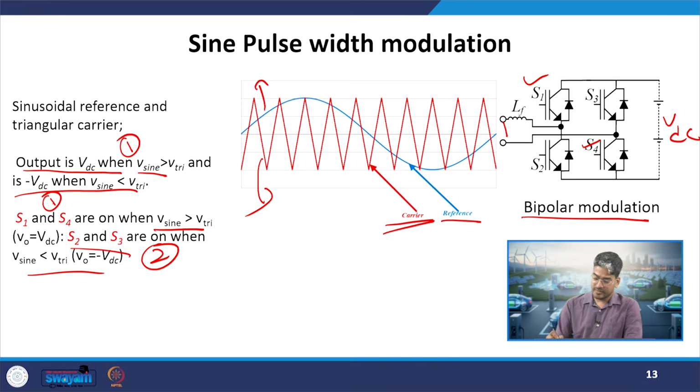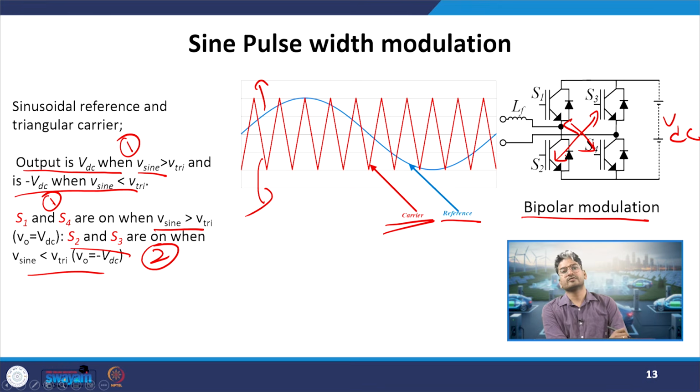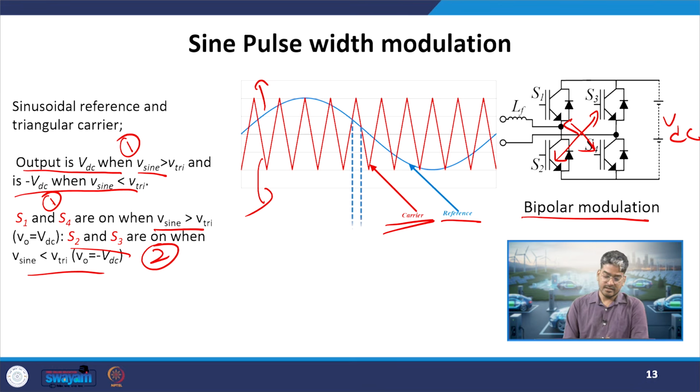Here I am operating two devices as pairs, that is S1 and S4, and the other pair is S2 and S3. Whenever my S1 and S4 are on, I give the complementary pulse, that is S2 and S3 will be off. When S2 and S3 are on, the complementary condition will be true, that is S1 and S4 will be off. So, whenever my sine wave is greater than the triangular wave, I will turn on S1 and S4 to apply a positive voltage. When the vice versa condition is true, I will apply a negative voltage.